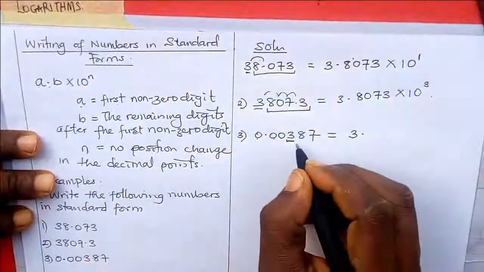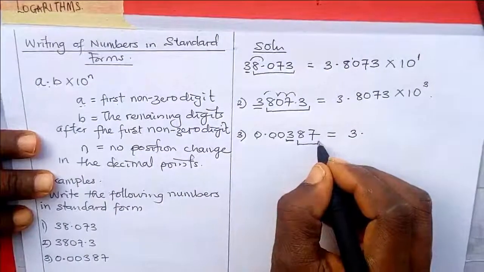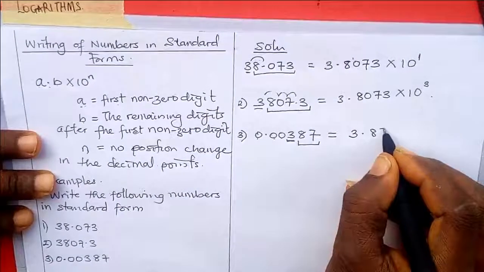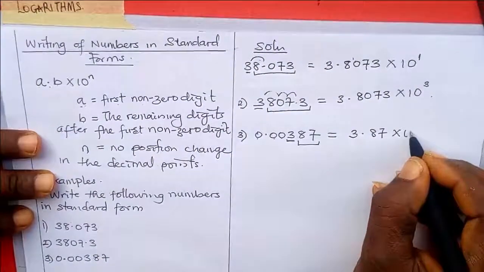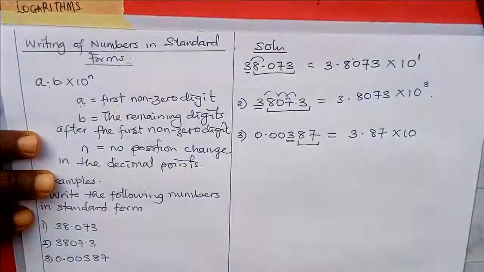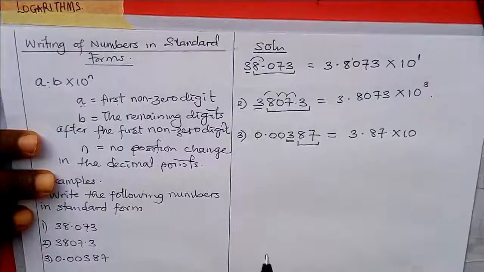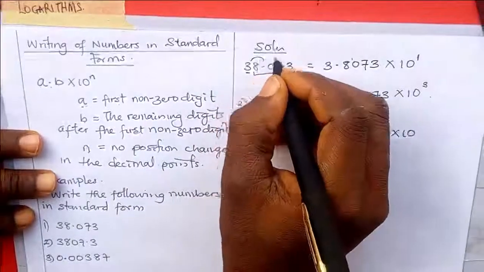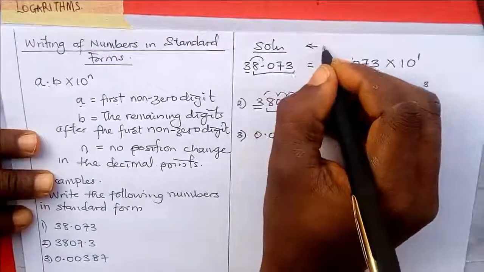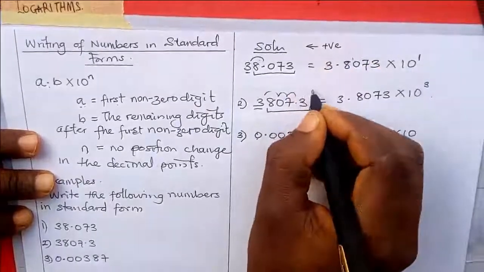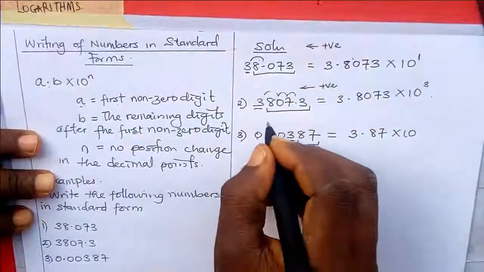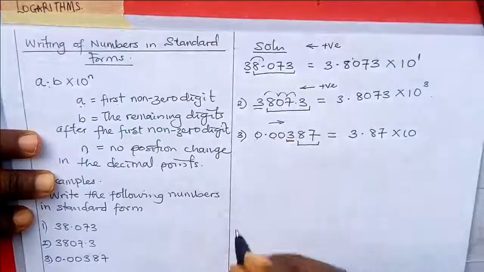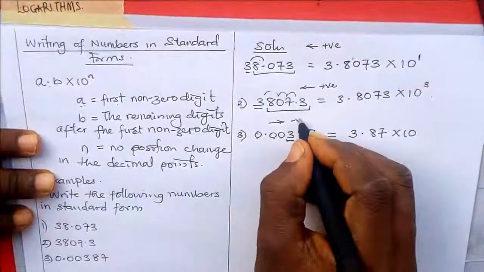B, the remaining digits. These are the remaining digits, which is 8, 7. Then you have times 10 raised to the power of, how many times did the decimal point move? When it is moving towards your left, it's positive. When the decimal point moves towards your right, it becomes negative.